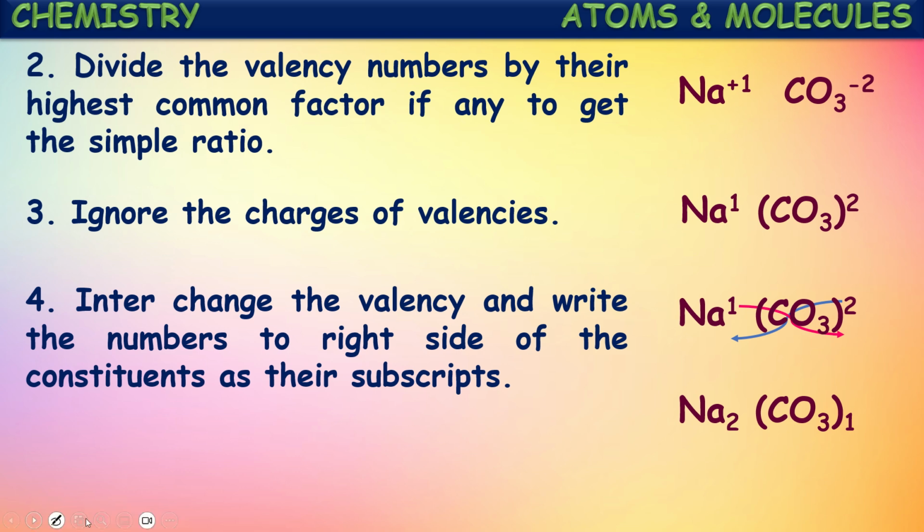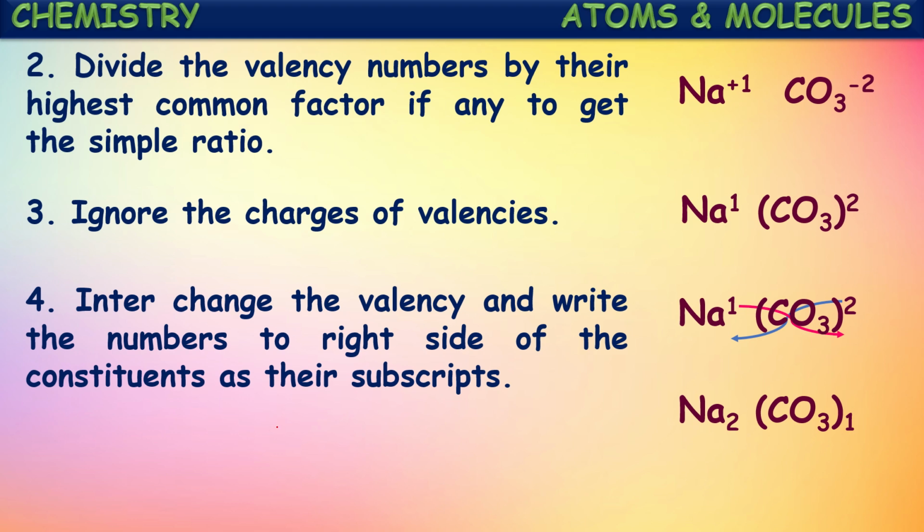After that, in the third step, we ignore the charges and write only the valency numbers. Here plus 1 is there, we ignore the plus. Here minus 2 is there, we ignore the minus, and only write the charge numbers. While writing the charge numbers, if any subscript number is there for the ions, we need to enclose that ion within a bracket.